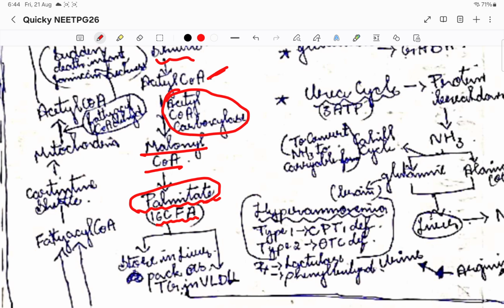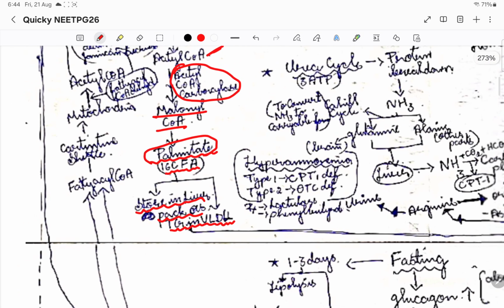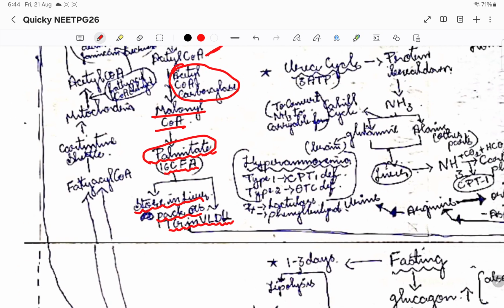That's it. It will either store in the liver or pack as triglyceride in VLDL. We'll come back to this, what is this VLDL and all, but for now you remember, the fatty acid synthesis has happened in the liver outside the mitochondria, that is the cytoplasm, and now it has to store. It will either store in the liver or it is going to pack as triglyceride and will be moved out of the liver through VLDL. We'll come back to that VLDL later.